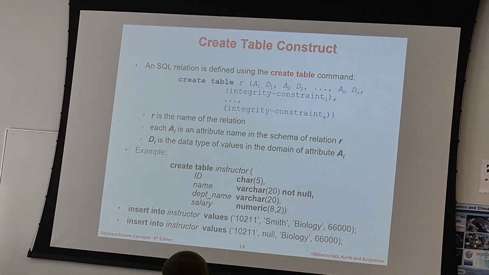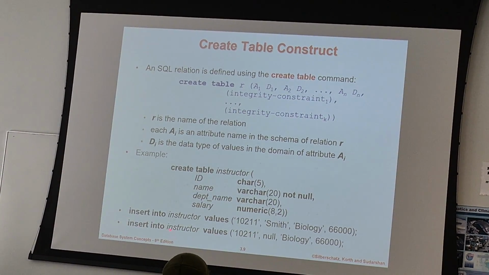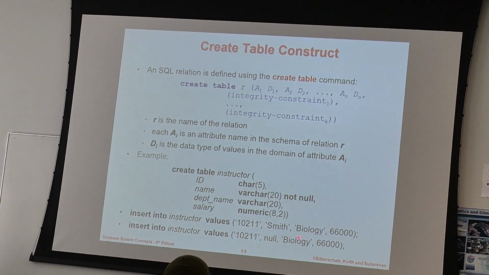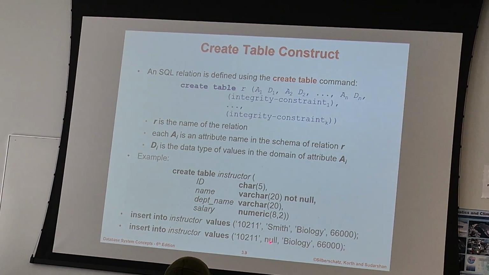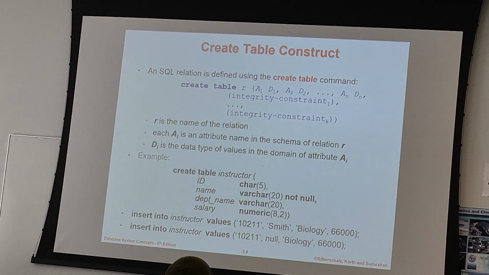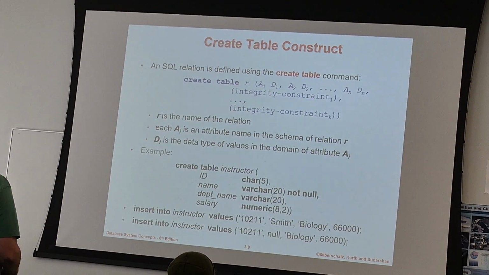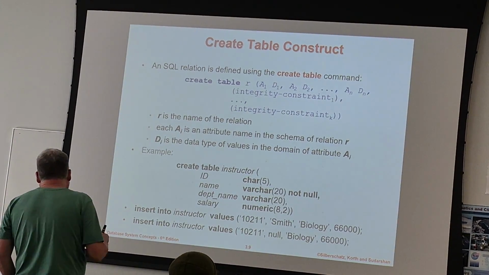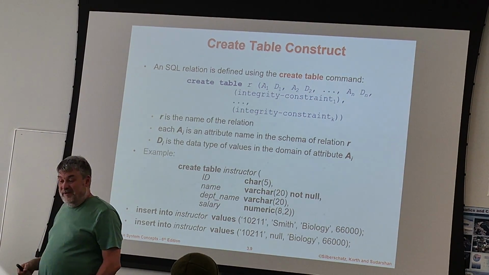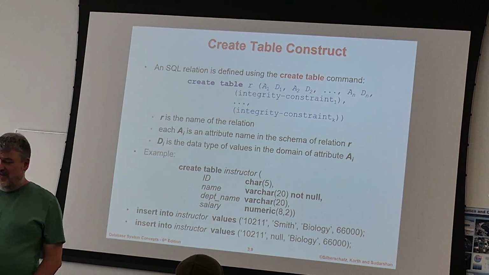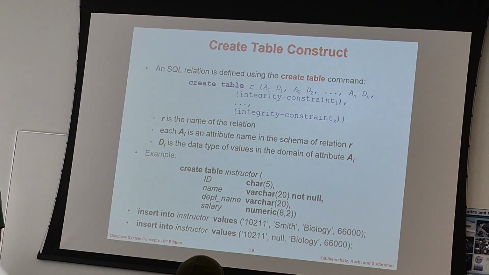And I just wanted to point out that this second command, still inserting 4 values, is saying that I don't know this person's name yet. We have an opening in the biology department, and we're going to pay that person $66,000, and we want to create a record in the database, and then we'll just change the name later. But for now, we're just going to put in null there.